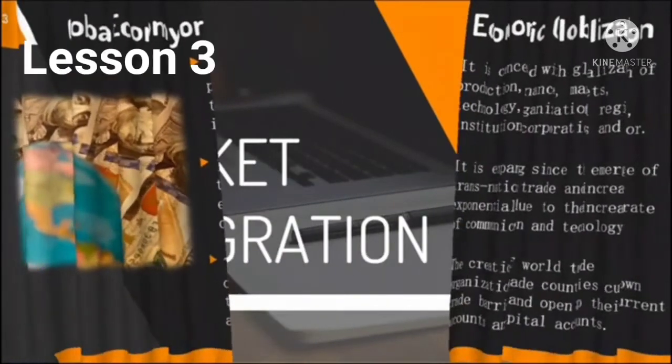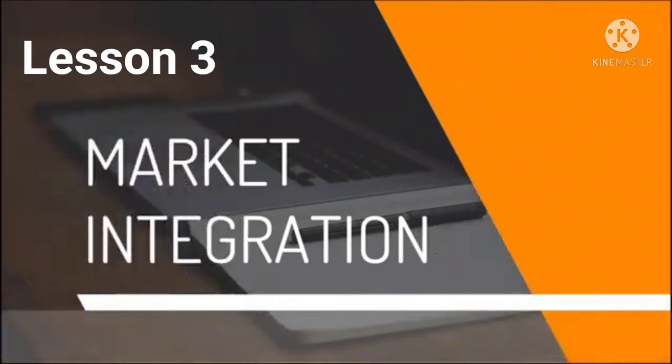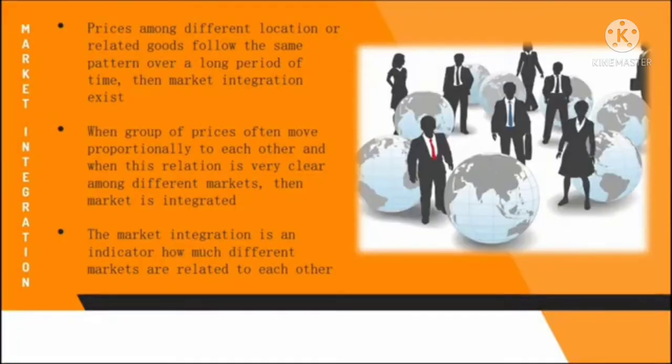Okay, so if prices among different locations or related goods follow the same pattern over a long period of time, then market integration exists. When a group of prices often move proportionally to each other, and when this relation is very clear among different markets, then the market is integrated. An example of market integration, my dear students, is the Coca-Cola Company.